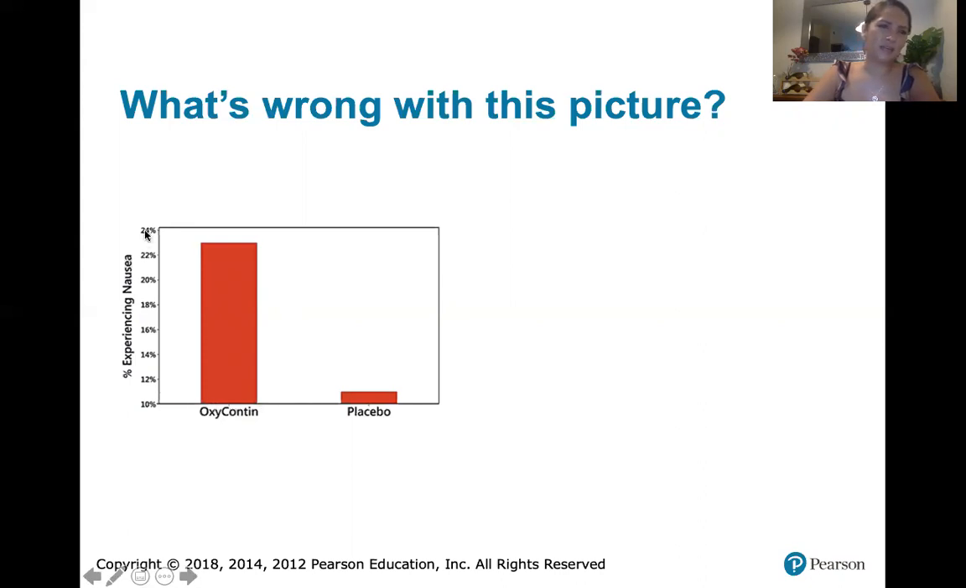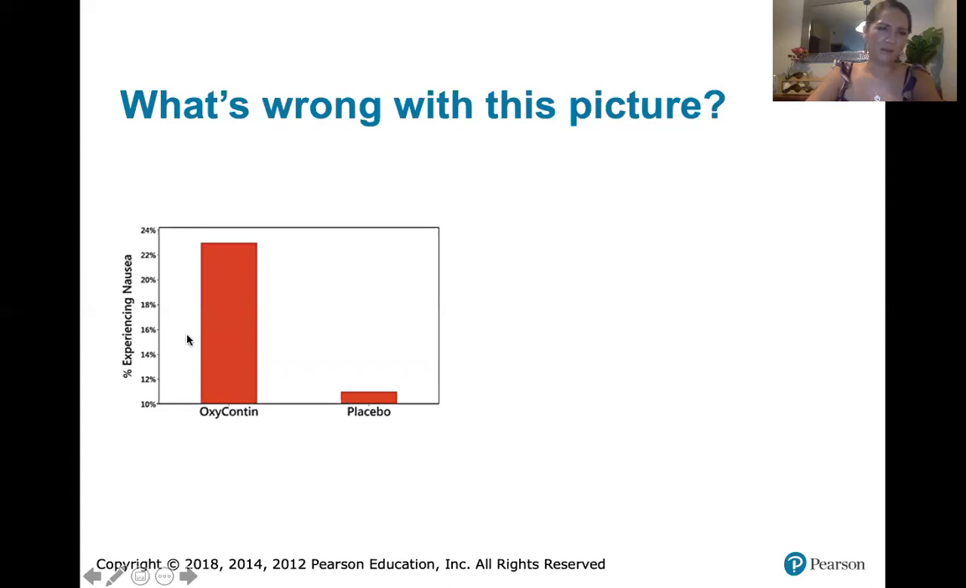If we read this vertical axis, it looks like the percentage of people experiencing nausea when taking OxyContin is about 23%, and the percentage of people experiencing nausea when they take the placebo is about 11%, or a little bit less than 11%. 11% and 23% are not different by a factor of 10.